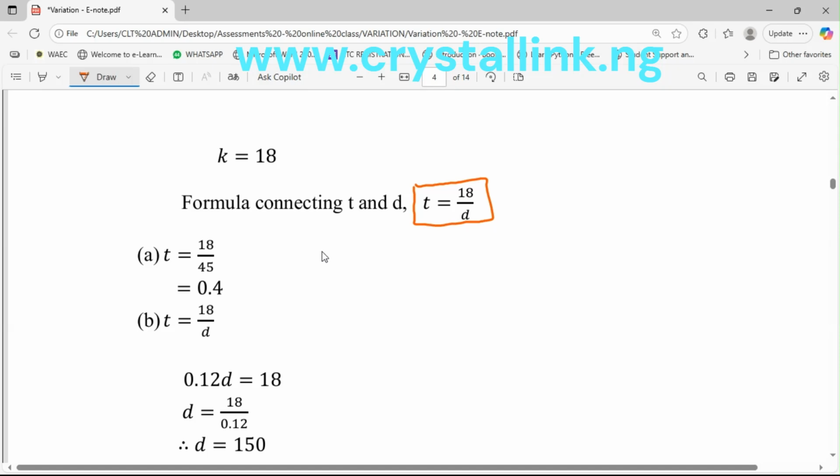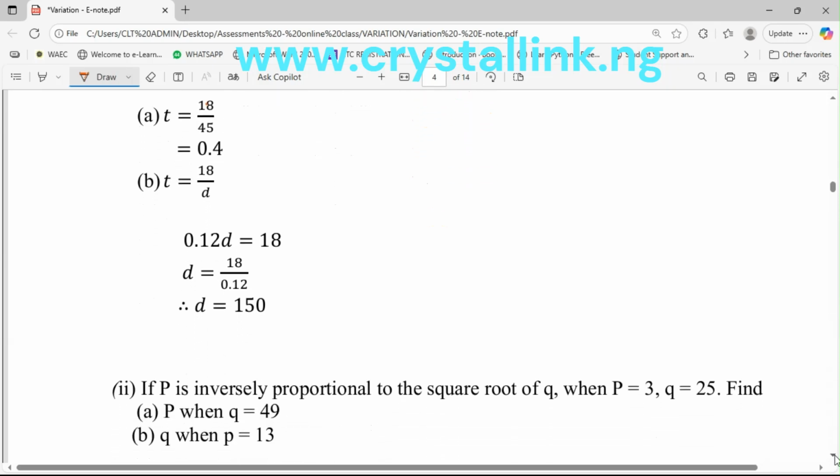I think the A part says you should find t when d equal to 45. You can see it here. 18 is k, then 45 is d. Then the other one too. I believe you understand that. If you don't, then you can ask questions.